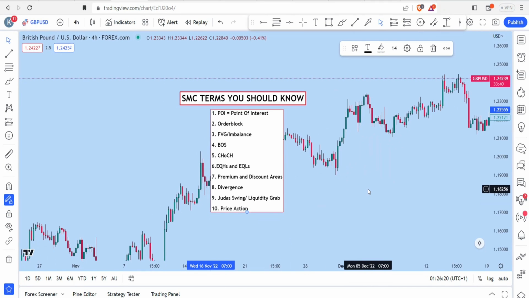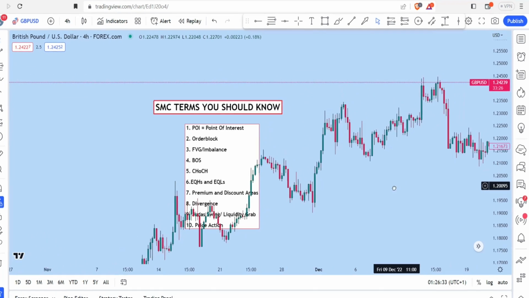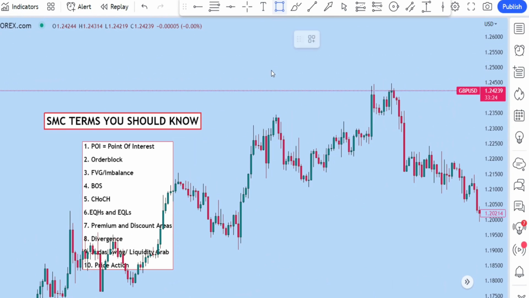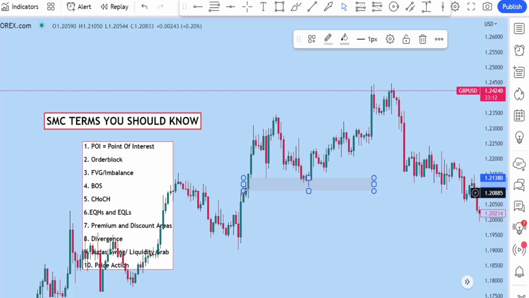Point of interest is basically areas or locations on your chart that when price reaches there, you expect to see some reaction. This can be an order block, can be a fair value gap, which I will subsequently tell you. You can see this level. If we are looking at this place, this is a fair value gap, and we can call it our point of interest. That is where we basically want to see price reach and we expect to see some reaction.